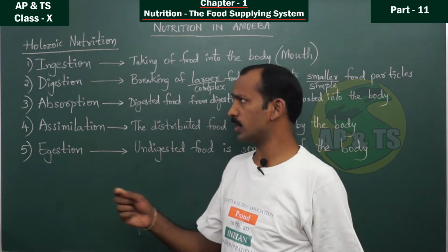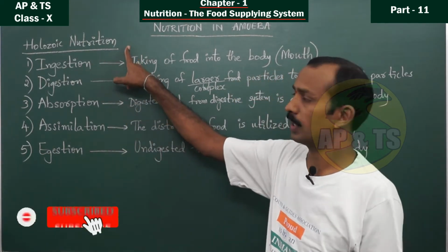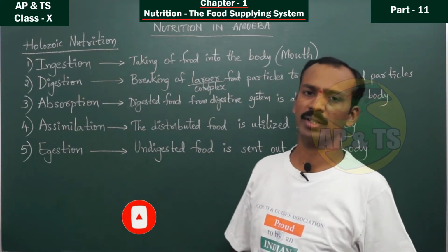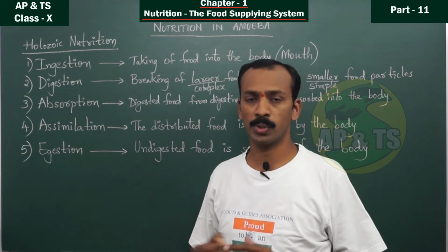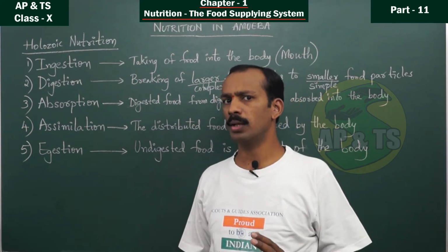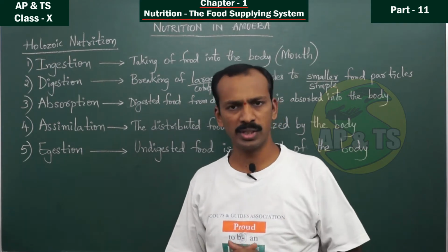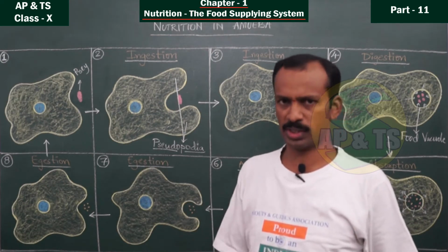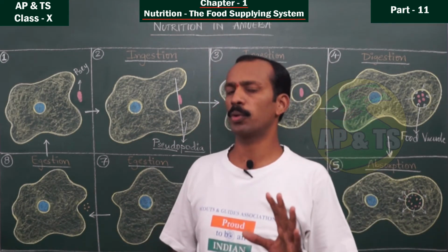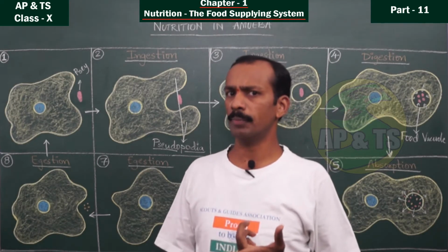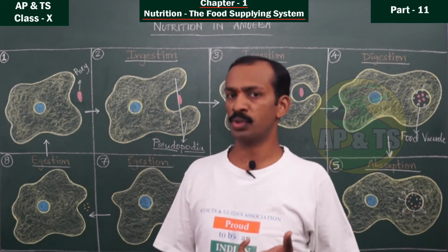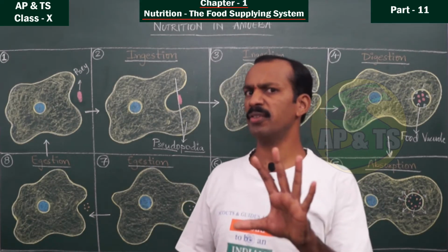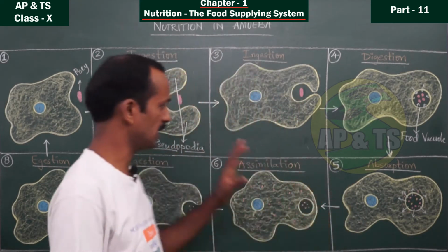Now we have discussed Holozoic nutrition and its steps. This Holozoic nutrition is seen in amoeba. So now we will see nutrition in amoeba with the help of a diagram. Okay children, this is the diagram which is showing nutrition in amoeba. I already discussed the 5 stages of Holozoic nutrition: ingestion, digestion, absorption, assimilation and egestion.